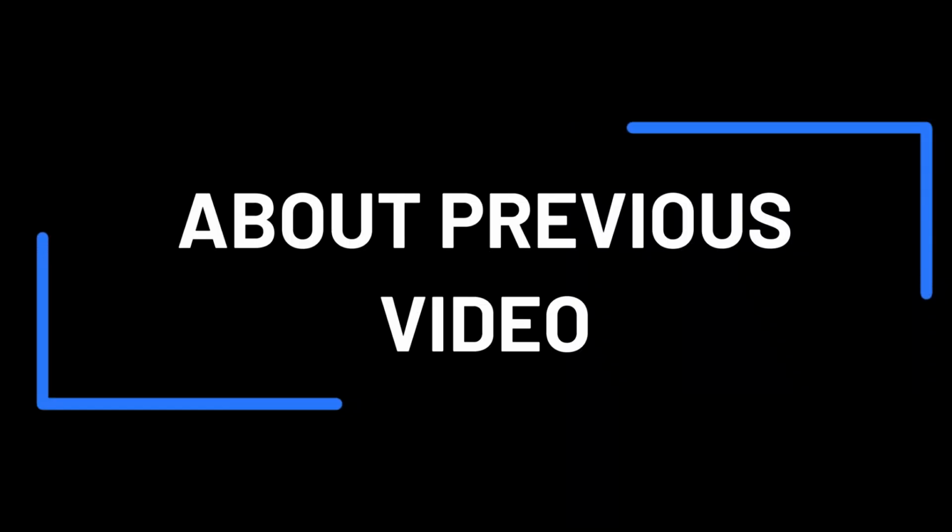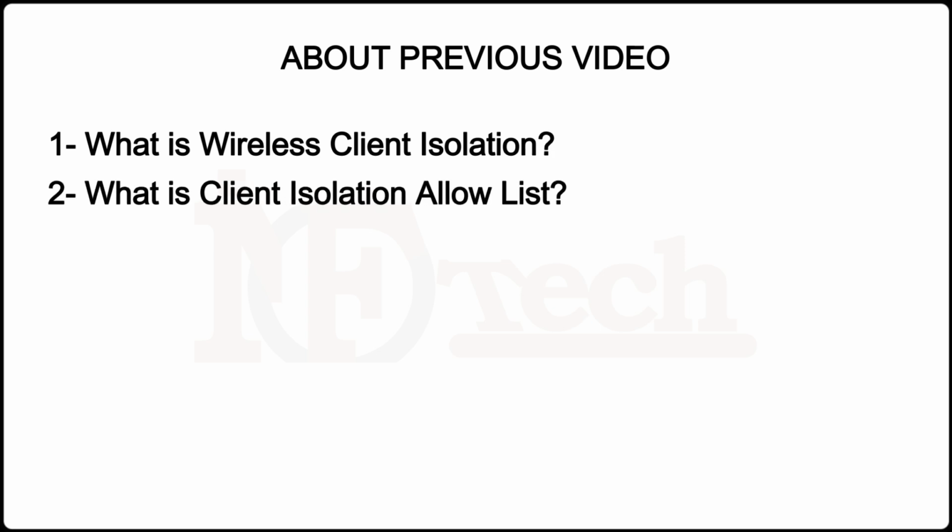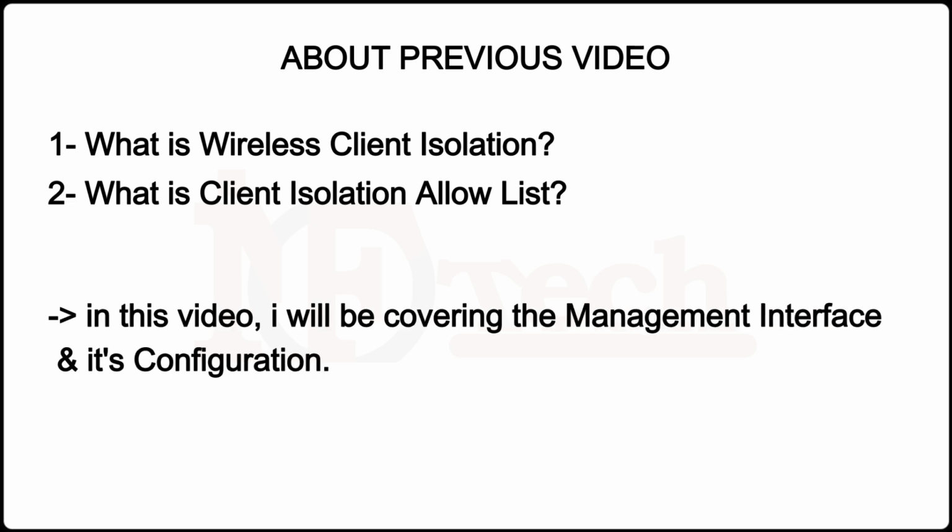About previous video. In my previous video, I covered the following topics along with configuration. Number 1. What is the wireless client isolation? Number 2. What is the client isolation allow list? If you don't know about the wireless client isolation and the client isolation allow list, then watch my previous video. In this video, I will discuss what the management interface is and how to configure it.